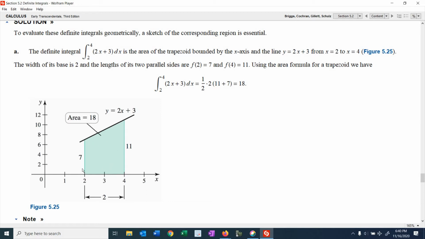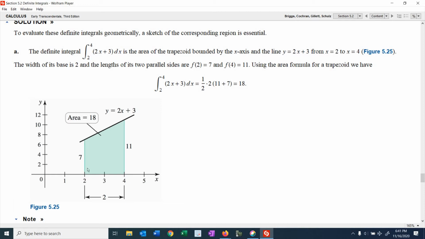Well, this is just a trapezoid. And we have a formula for the area of a trapezoid. First of all, this is the base of the trapezoid. And this side over here is called the height, or h1. This one is h2. So the area of a trapezoid is 1/2 the base times the quantity h1 plus h2. Okay, so the base, you can see, is 2 units long, right? 4 minus 2.